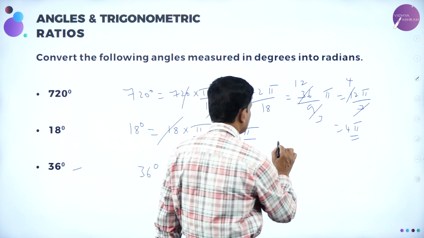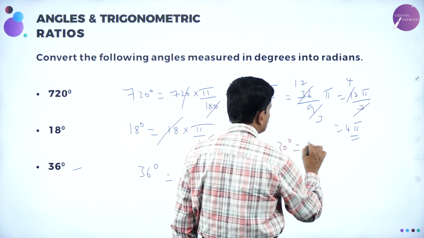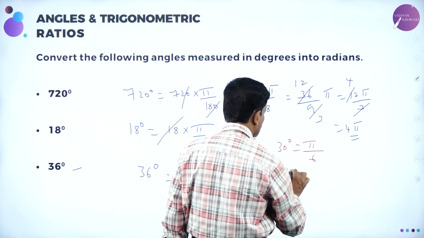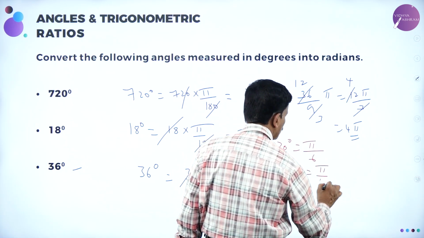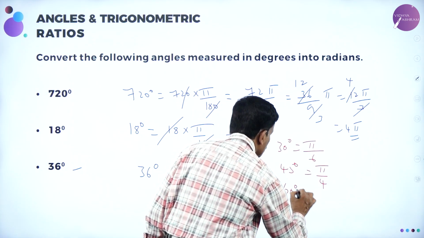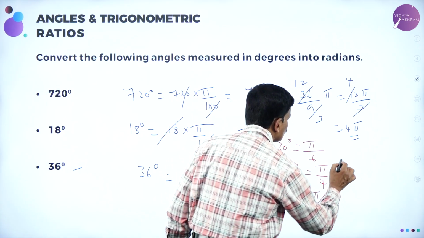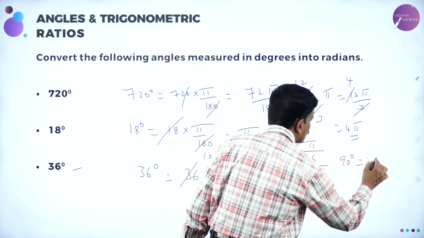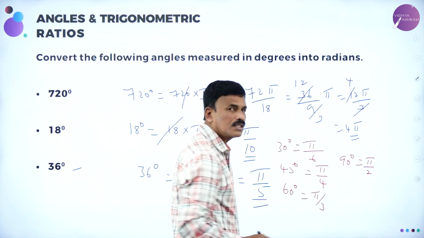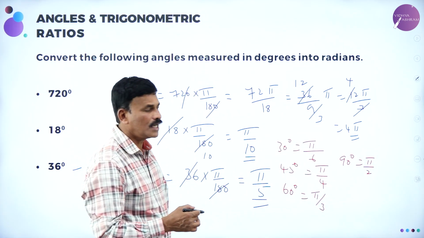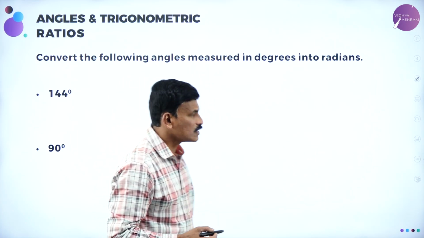For example, 30 degrees can be written as pi by 6. For example, 45 degrees, pi by 4. For example, 60 degrees, this is equal to pi by 3. For 90 degrees, we are going to represent it as pi by 2. Right. These are few standard angles. Now move on to the next concept.